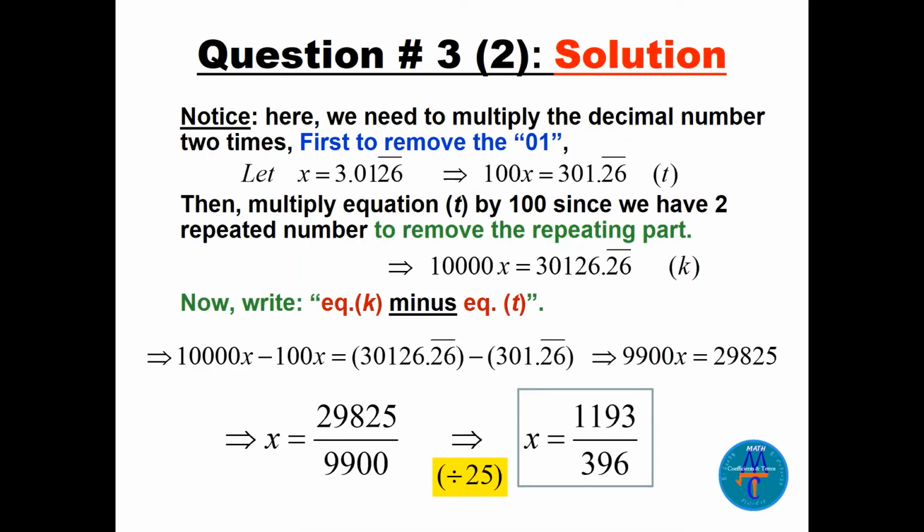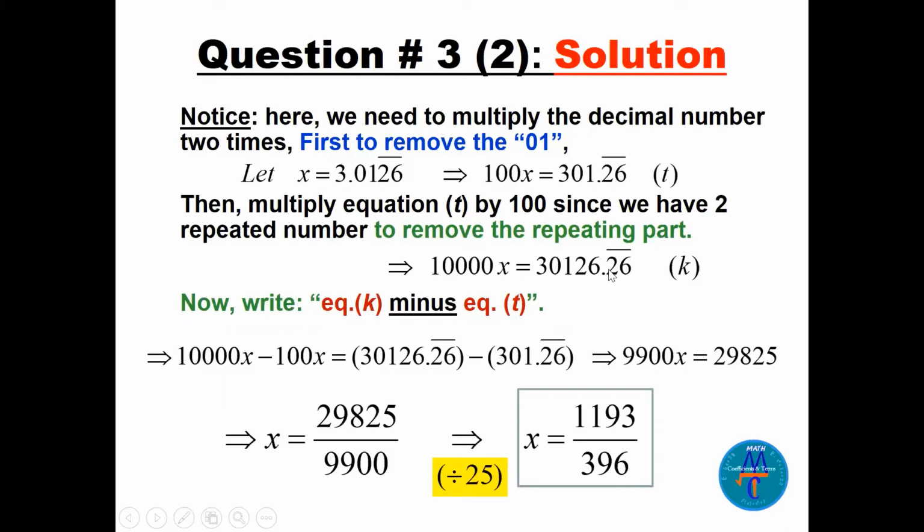So I multiply by 100, I have now 100x equal to 301.26 repeating. Let's call this equation T. So now we have a new number, 100x, equal to 301.26 repeating. Now the repeated numbers are also 2 digits. So I multiply by 100 again. So 100x times 100 is equal to 10,000.